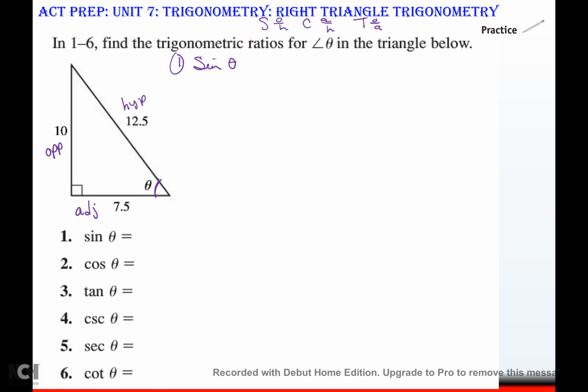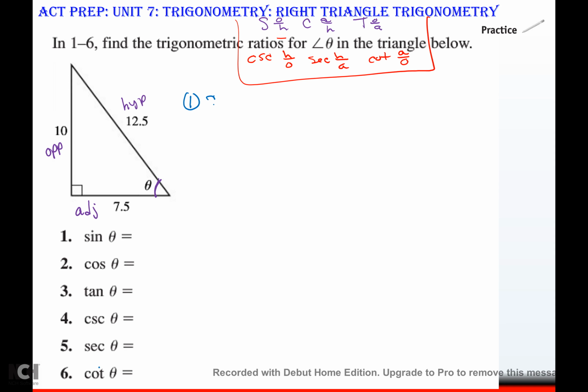I'm going to do my cosecant is hypotenuse over opposite. Your secant is hypotenuse over adjacent. And your cotan is adjacent over opposite. So I just always write those at the top of whatever I'm working on. It makes my life a lot easier.